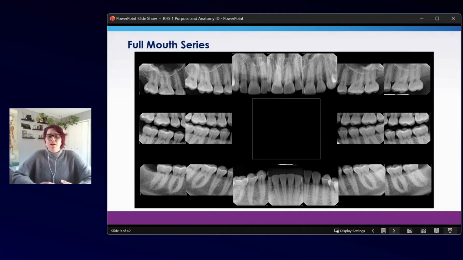Now, a standard full mouth series will have 18 radiographs in it. There are 4 posterior radiographs on each side. Those are our back teeth. We have 6 anterior radiographs. Those are our front teeth. And then we have 4 bite wing radiographs, 2 on the left and 2 on the right.